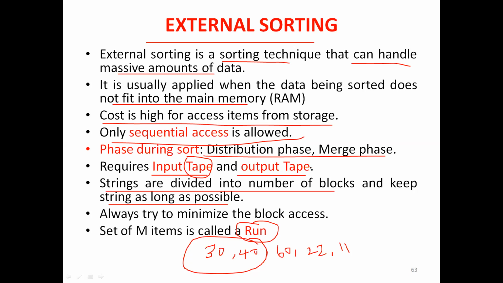And one more point is that we should always try to minimize the block access. Why? Because we are going to collect the elements from the external storage to sort them, right? So when I write an algorithm, what should it always do? Minimize the block access. I should reduce the block access. So these are the things we have to consider when performing external sorting.